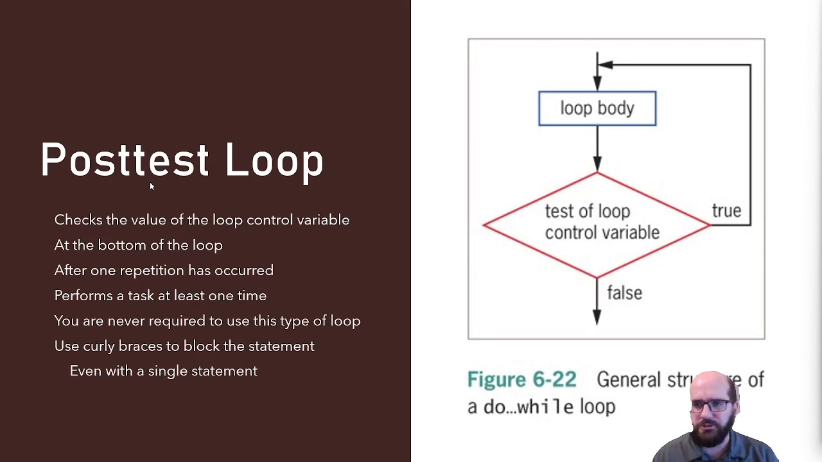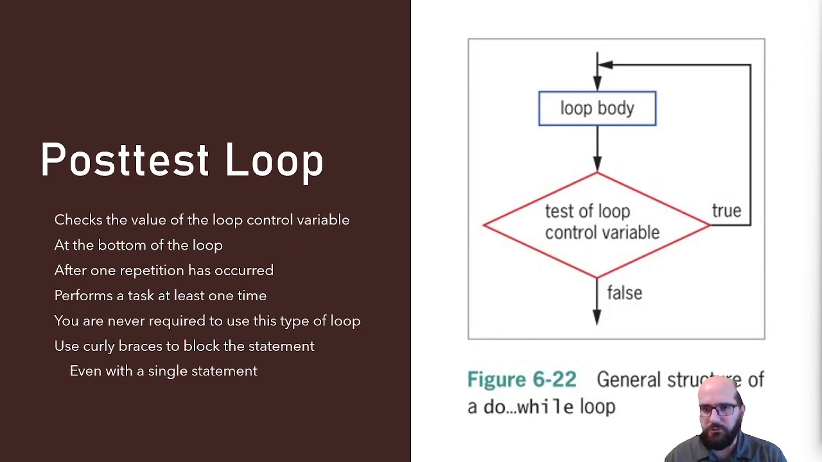A do while loop is a post-test loop. You test after you do the loop body one time. So you run the loop body, then you test it. If it's true, you run it again. In functions where there's a priming function, it's helpful to just do a do while loop.